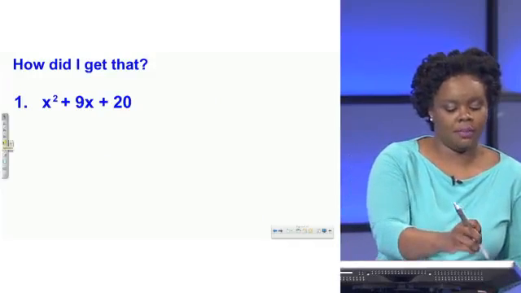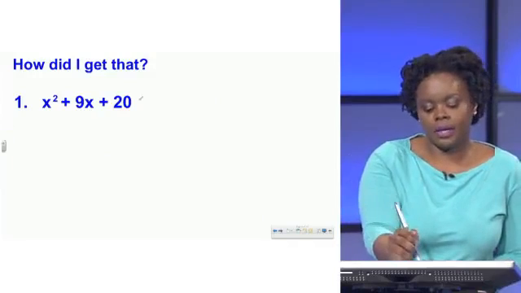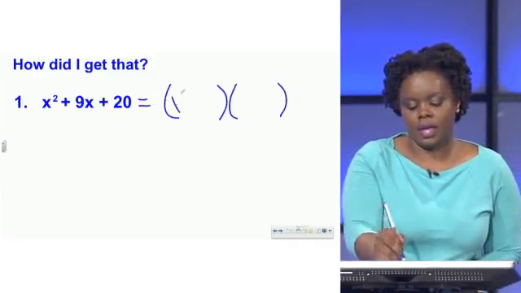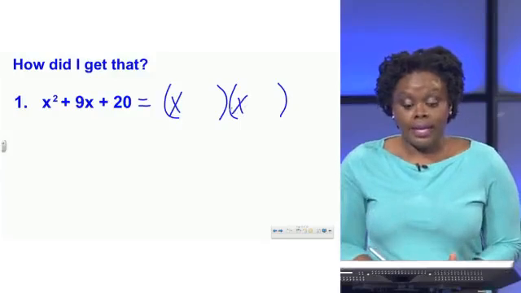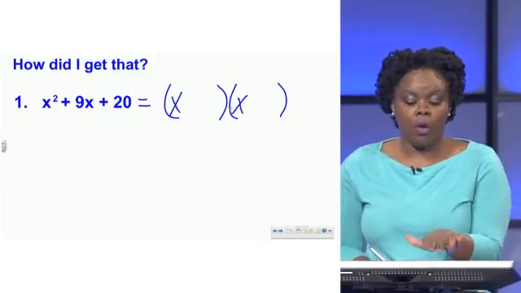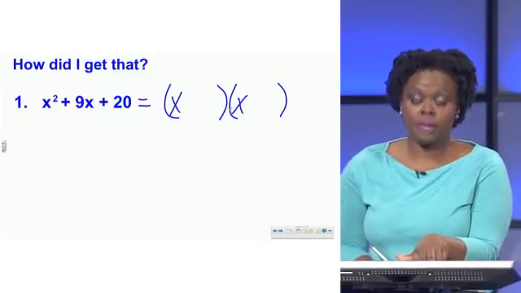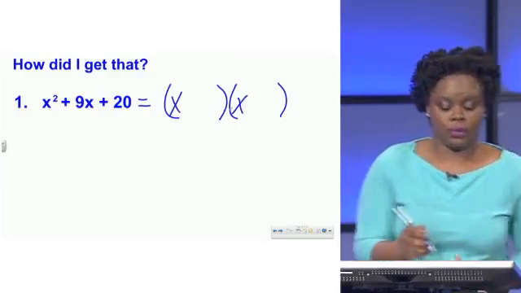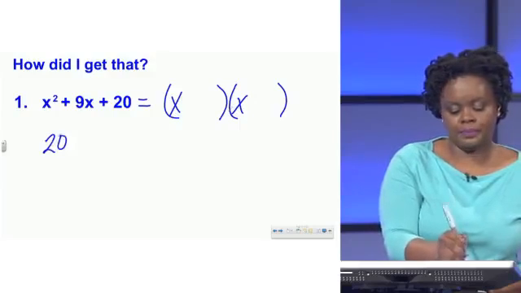First, I know I need the pen. I knew that my answer would take this format, and I went ahead and put the x's in there also. Now all I needed to do was figure out what numbers would multiply together to give me 20, but when I combine them, I get 9. Okay? So I'll come off to the side.